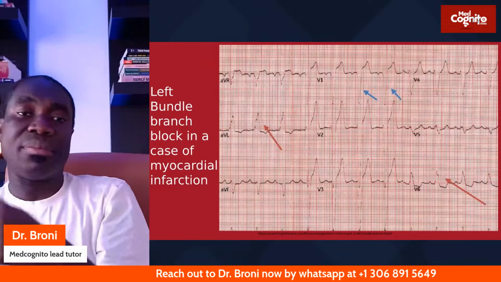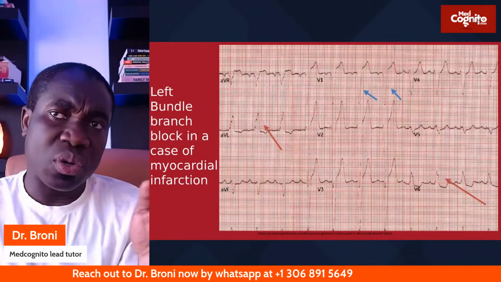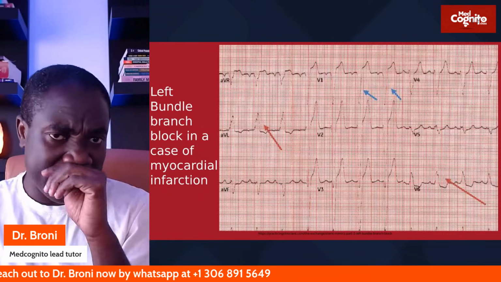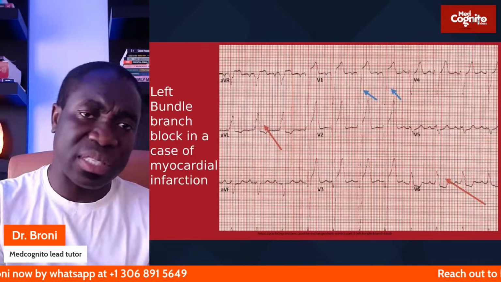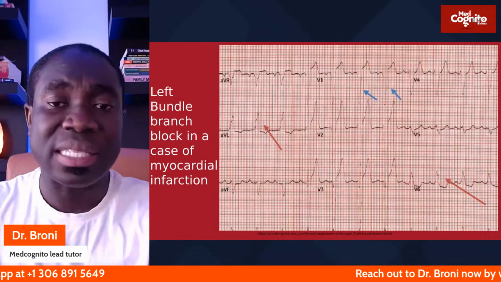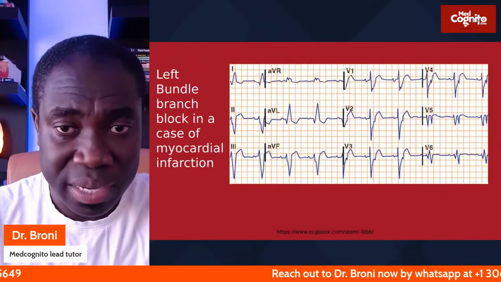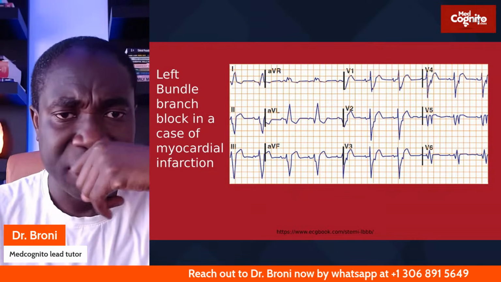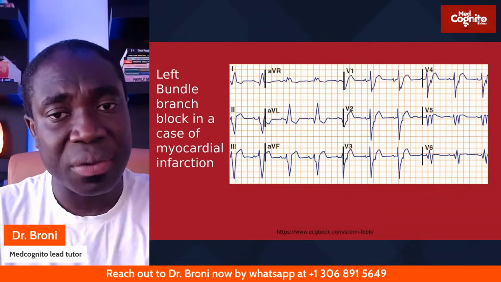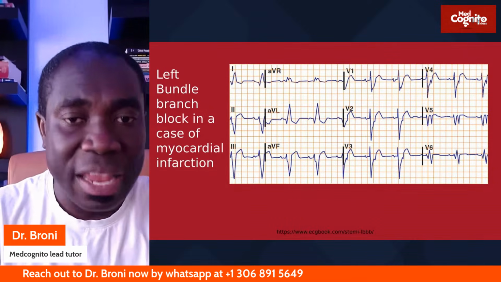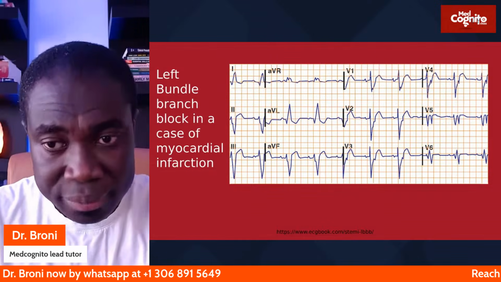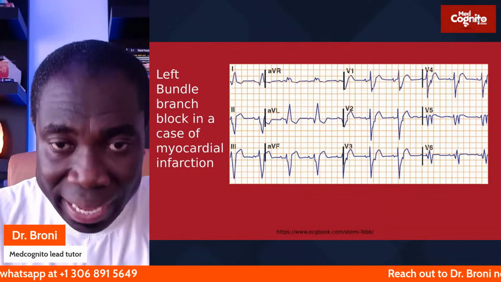So when a patient comes in, you do your troponin level, you do your ECG, and then you compare to a previous ECG the patient has had, and you start seeing some of these changes. Boom, it tells you something. The same thing. This is also a patient with MI who has a left bundle branch block. This is how it looks.